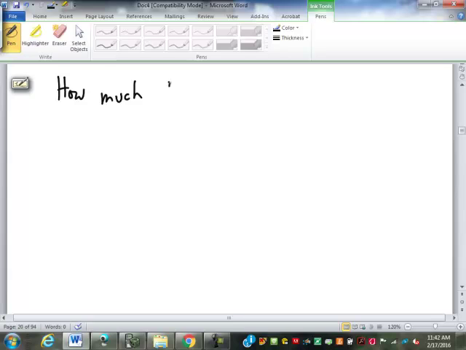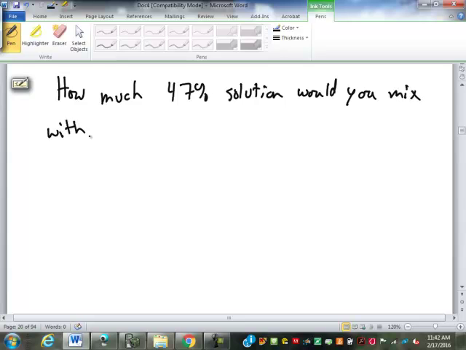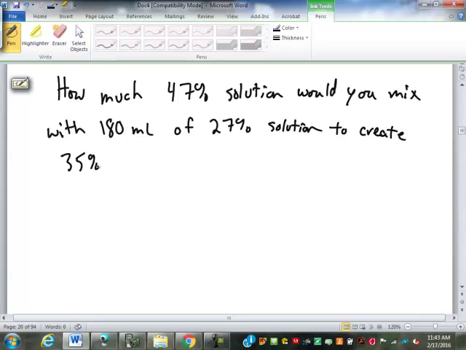How much... Oops, can't see the screen. Let me... So how much 47% solution would you mix with 180 milliliters of 27% solution to create a 35% solution?